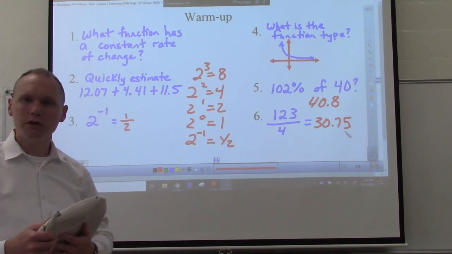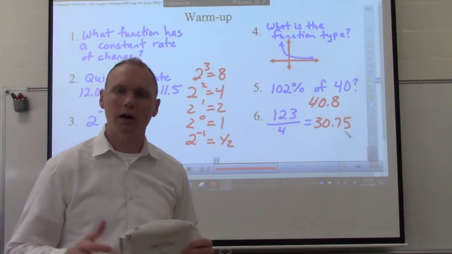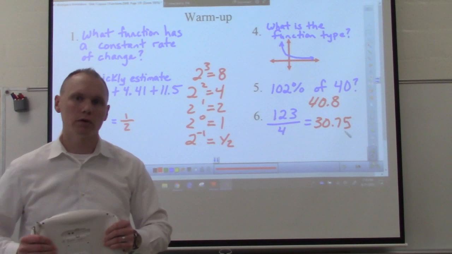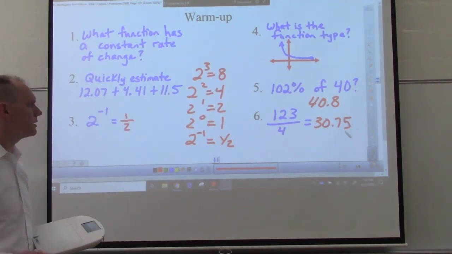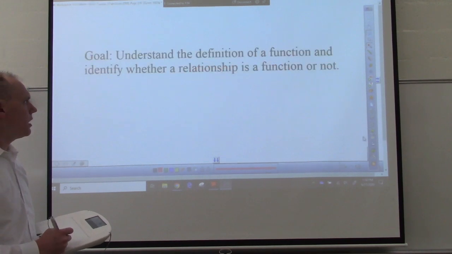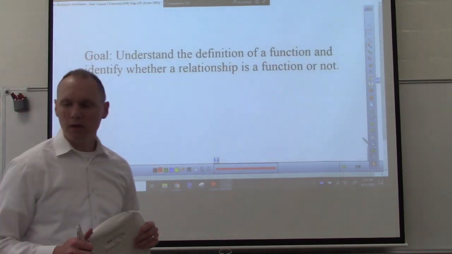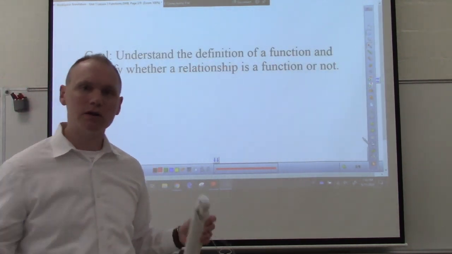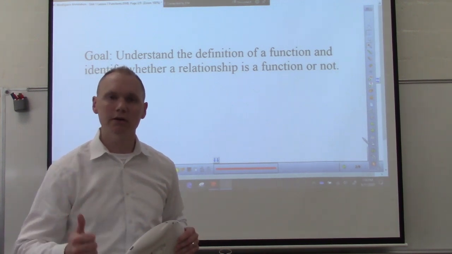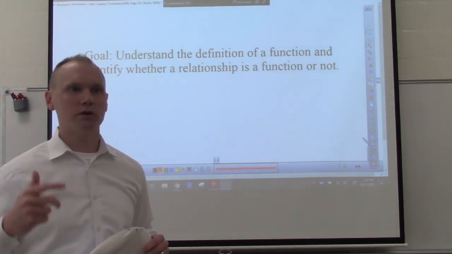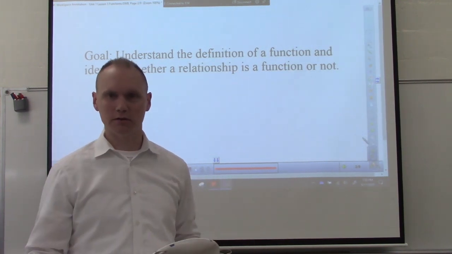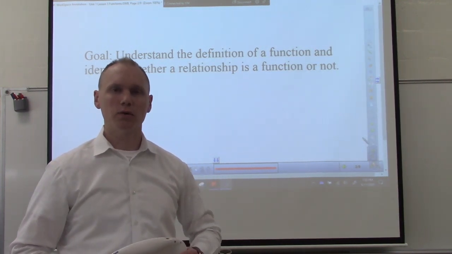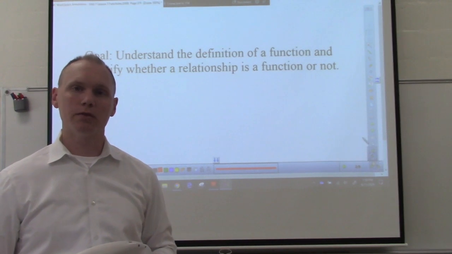So those are just some really good mental math strategies with working with 4, multiplying by 4 and dividing by 4. So with that, let's go ahead and get into our lesson for today. And our goal for today is really to describe everything that we talked about in the last lesson. So we talked about linear functions, piecewise functions, absolute value, exponential functions. Those are all functions. And that's what kind of is common throughout those.